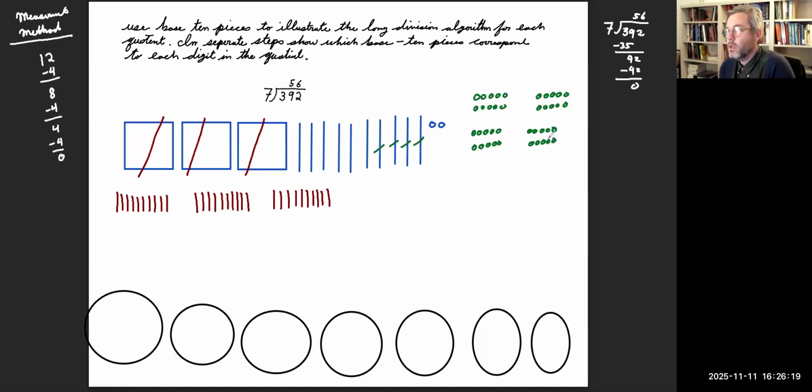Okay. So I broke those up. Now I have my units. I have 42 units. I know how to break those up evenly into 7, a group of 7. I have 42 units divided by 7 is 6. So now I know, okay, each one gets 6 units.